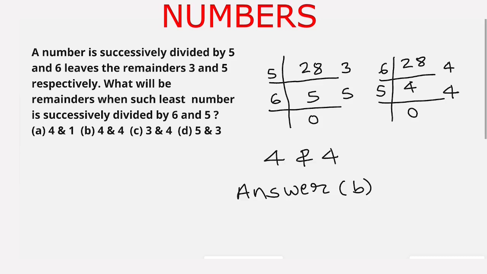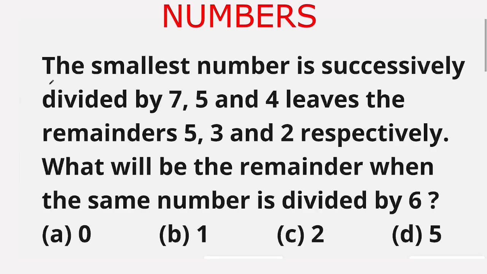I hope you have understood the method of solving such type of questions. We go to the next question. Our question is, the smallest number is successively divided by 7, 5 and 4 and leaves the remainders 5, 3 and 2 respectively. What will be the remainder when the same number is divided by 6? The given options are option A 0, option B 1, option C 2, option D 5.